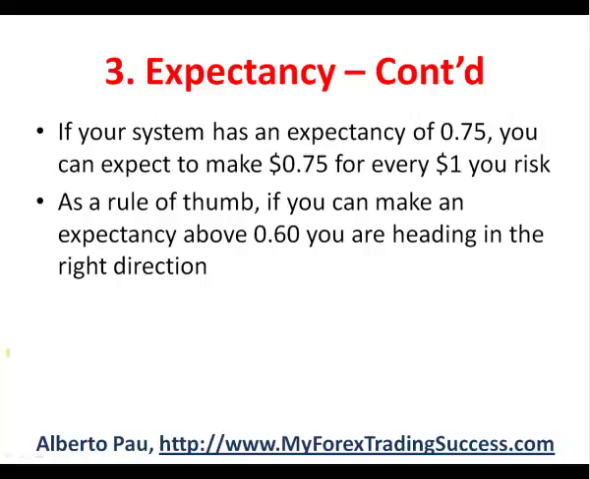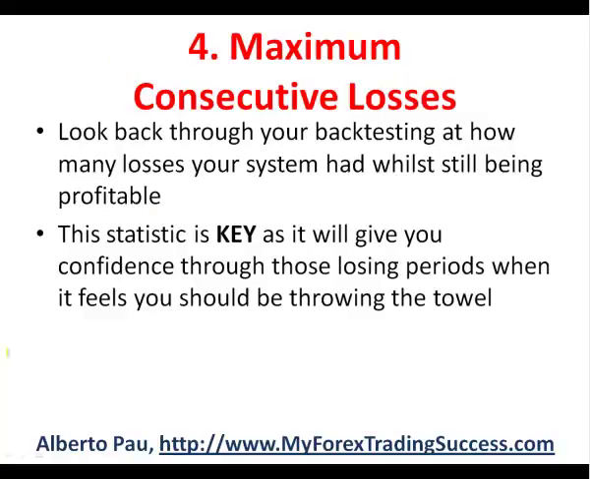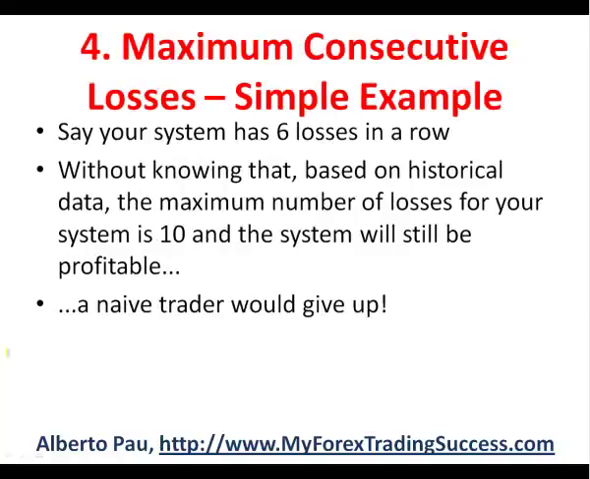The fourth element is the maximum number of consecutive losses. Effectively, look back through your backtesting at how many losses your system had whilst still being profitable. This statistic is key, as it will give you confidence through those losing periods when it feels you should be throwing in the towel. Let's look at an example.